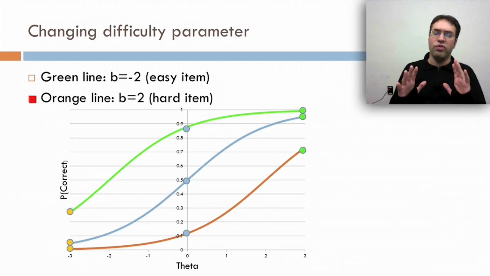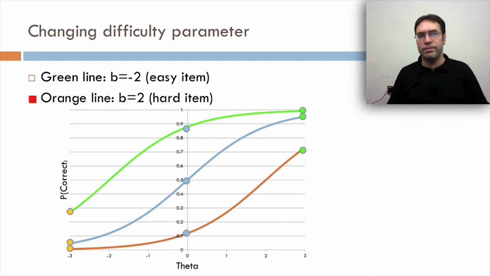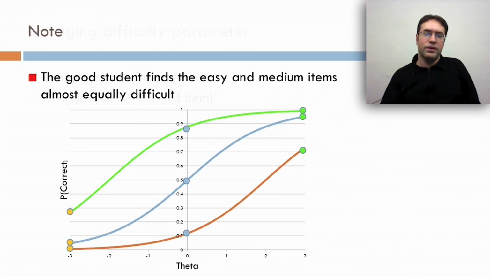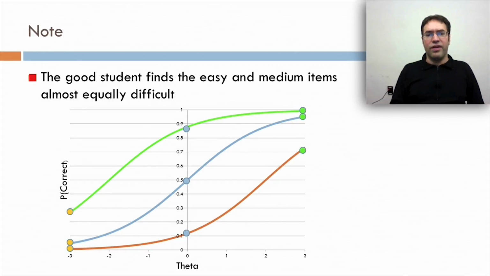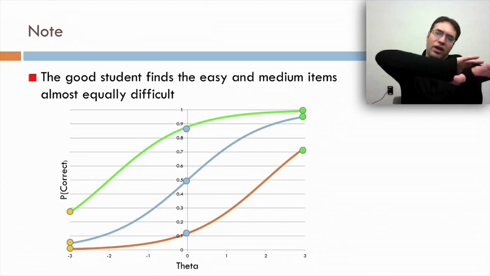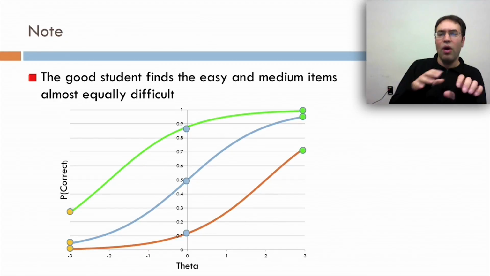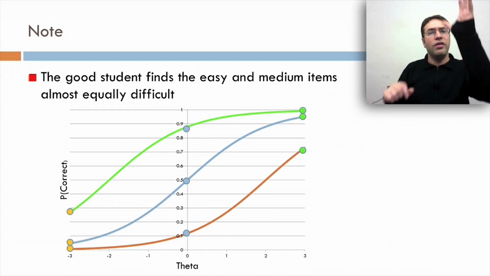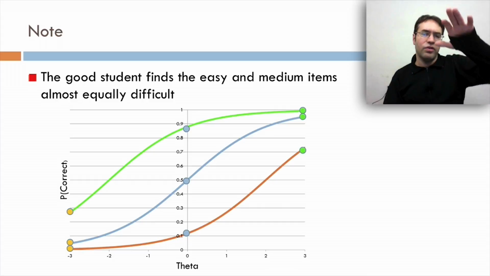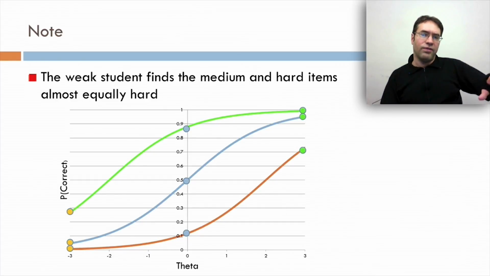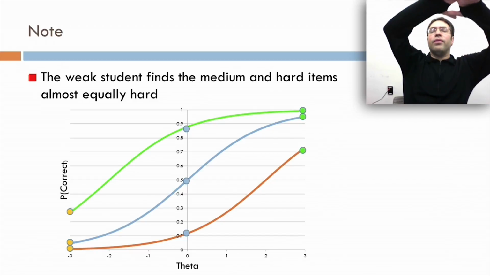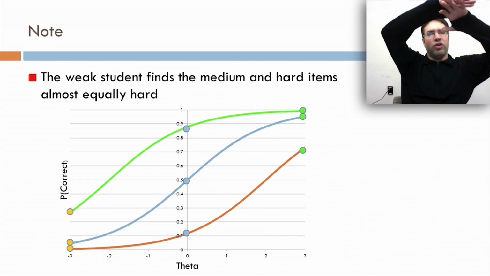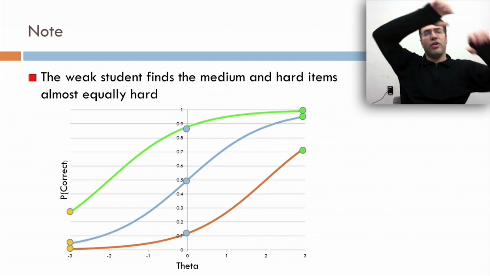And the student whose theta is negative 3, just no hope. Now you notice the good student finds the easy and medium items almost equally difficult. If you look over that top right corner of the graph, you can see that way up at the top, if the item is easy or medium, it doesn't really matter if the student's really good. Similarly, if you look down at the bottom, the weak student finds the medium and hard items almost equally hard. So IRT is most informative close to the middle for items and close to the middle for students.